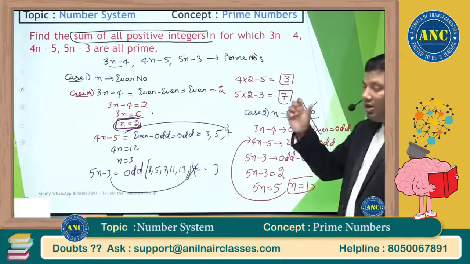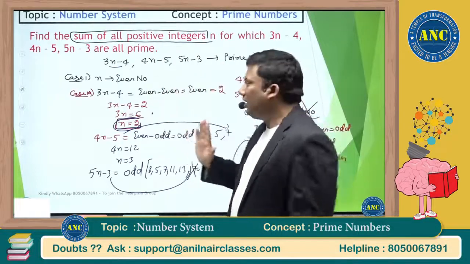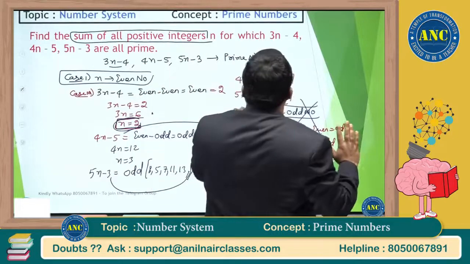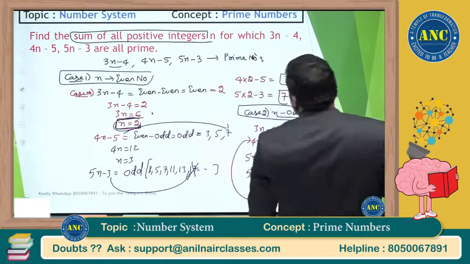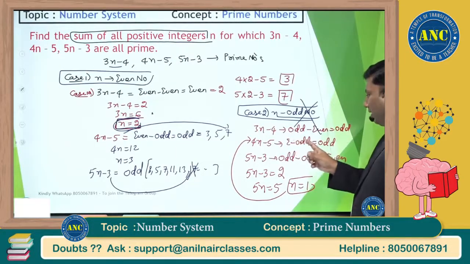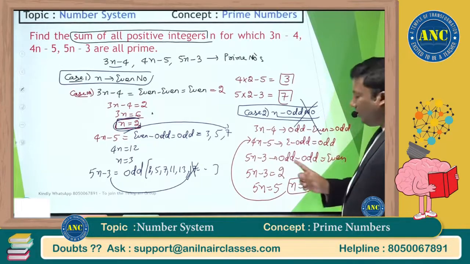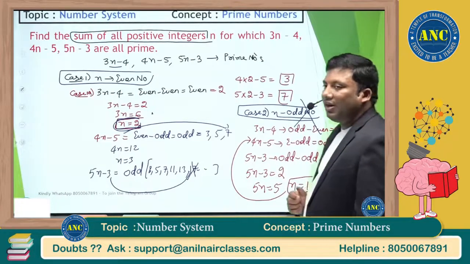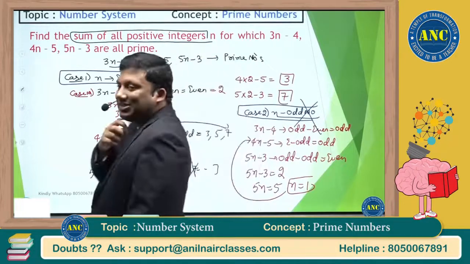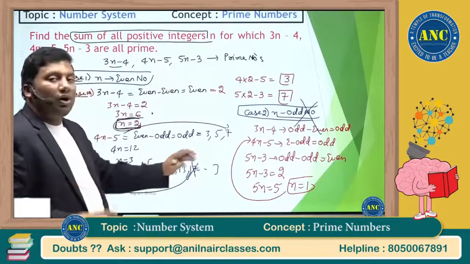Again I am explaining. We are doing two cases where all three are prime. Case 1 is when n is an even number. Case 2 is where n is an odd number. Case number 2 is not possible. Odd minus even is odd. Even minus odd is odd. 5n minus 3 is even. The only even prime is 2. 5n is 5, n value 1. If n value is 1, 4 minus 5 is negative. So case 2, n odd number, is not possible.